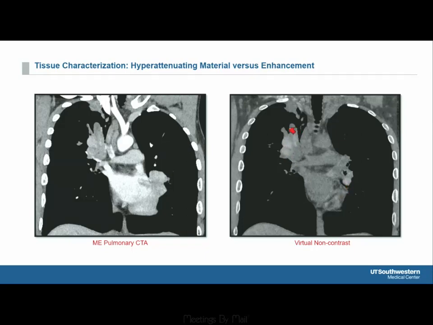And in this case, this shape resembles the fingering glove, and actually this was confirmed to be allergic bronchopulmonary aspergillosis in an asthmatic patient.